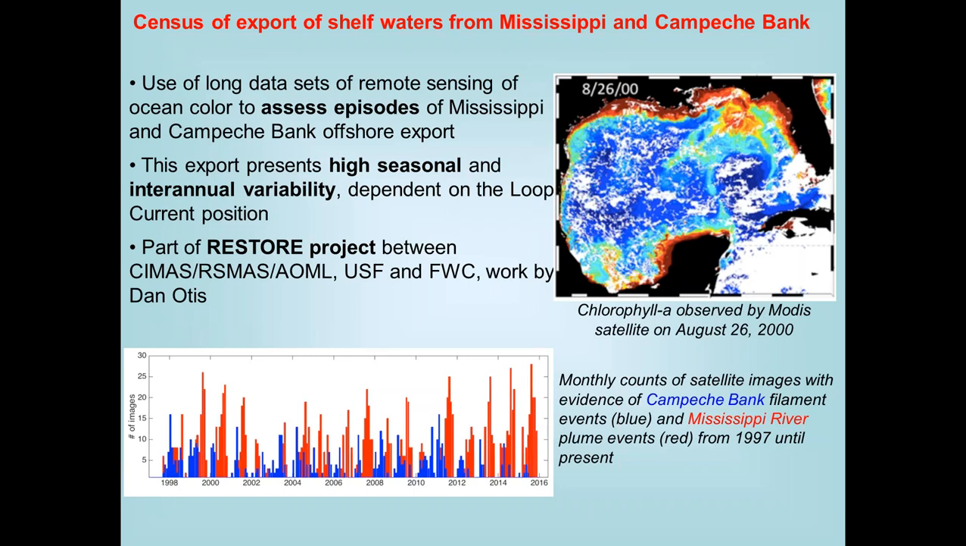And this is the type of graph that we have. Going back to 1998, those are the monthly counts of episodes of either long-distance Mississippi River water export in red or long-distance Campeachy Bank water export in blue. We see that they tend to be seasonal, with a peak almost every year, and also a very large interannual variability. We are currently working on characterizing those events, because we're interested in knowing the impact of these exports down to the Florida Keys. So this is work in progress.